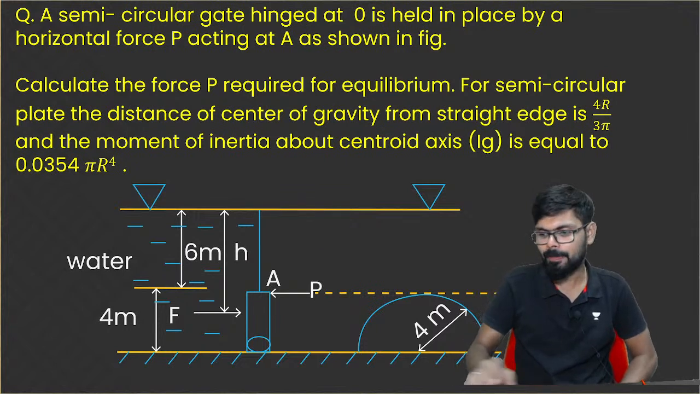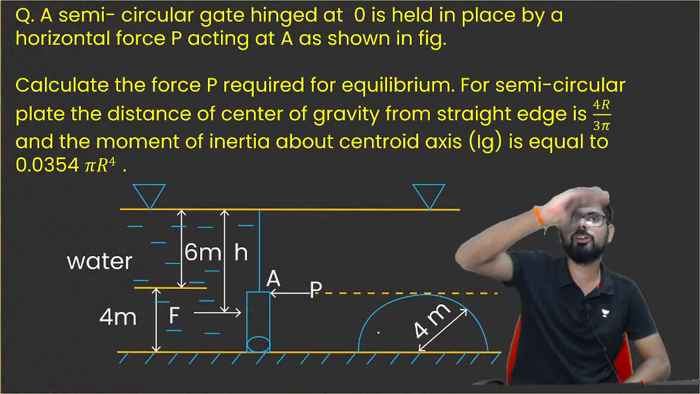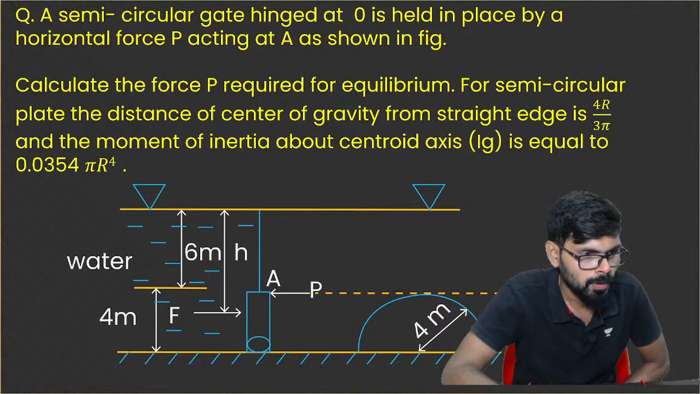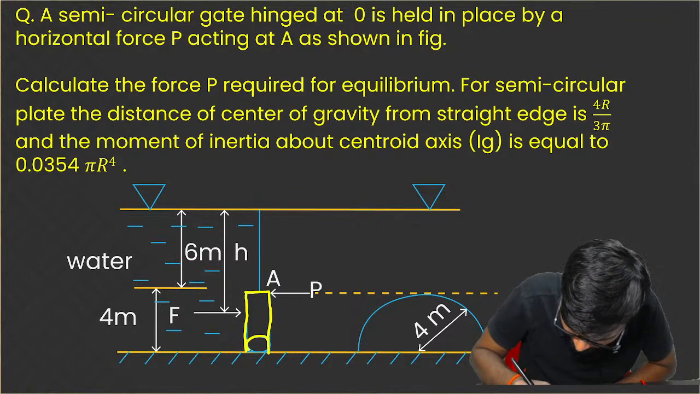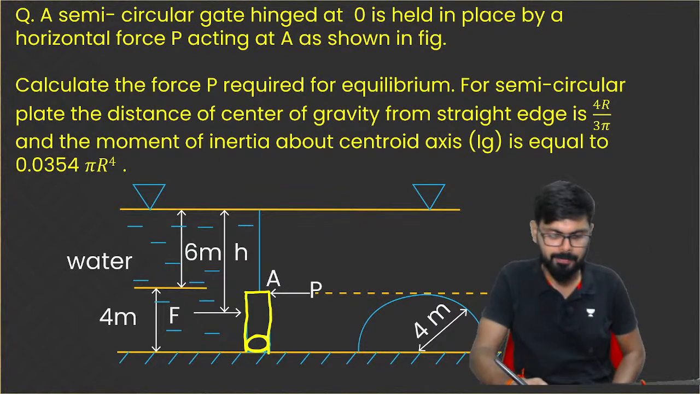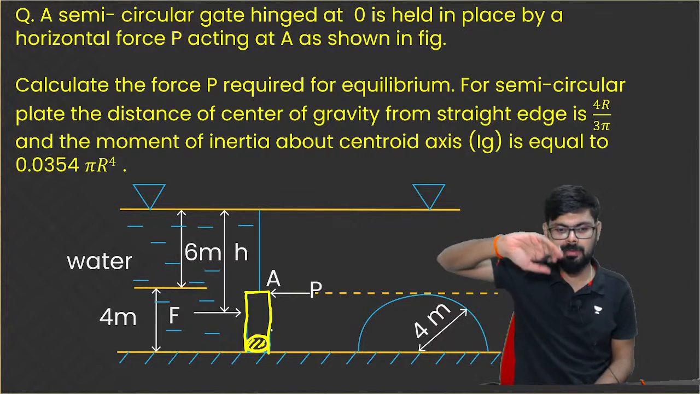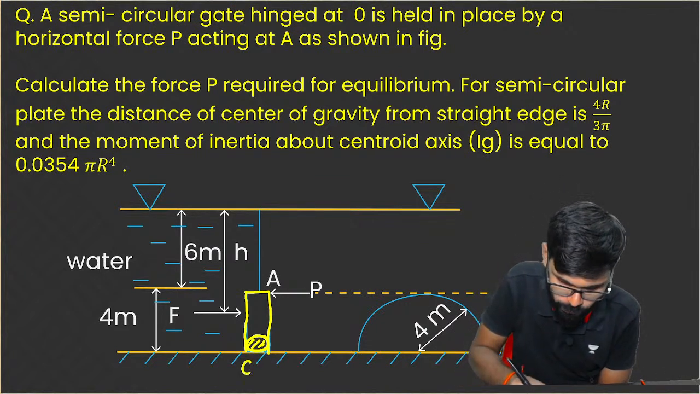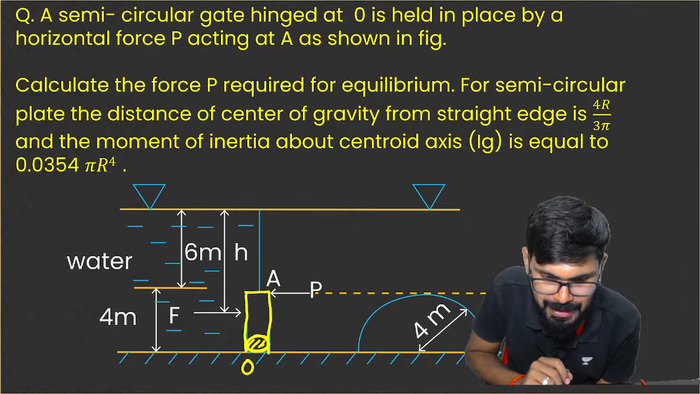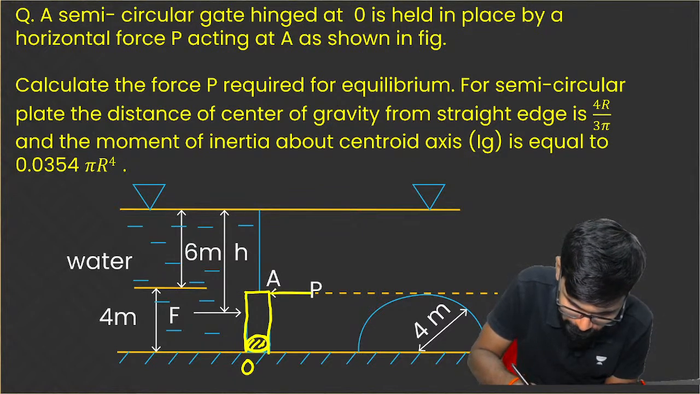A semi-circular plate. Now this is a semi-circular plate, beta. So the gate shape is what? Semi-circular. This is basically a gate, and it is hinged at this particular point. It is hinged here and the shape is semi-circular. So a semi-circular gate hinged at point O, this is point O, is held in place by a horizontal force. So I am applying here one horizontal force P.